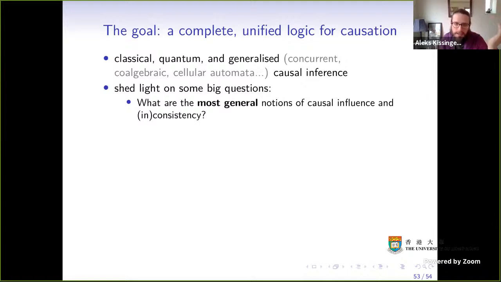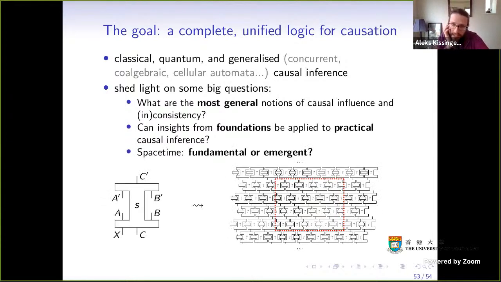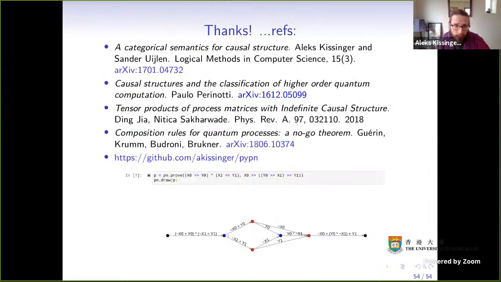And this could shed some light on some big questions, right? So what are the most general notions of influence and consistency? Can insights from foundations be applied to practical problems? So for instance, reducing this exponential thing to a linear thing is really solving a practical problem. And since this is the QISS, of course, the big question, right? Is space-time a fundamental or emergent structure? You can really think about this in terms of consistency and composition. Okay, and I think these are all great problems to attack with this kind of structure. And with that, there's some references and thanks. And sorry for going quite a bit over time, but thanks everyone.